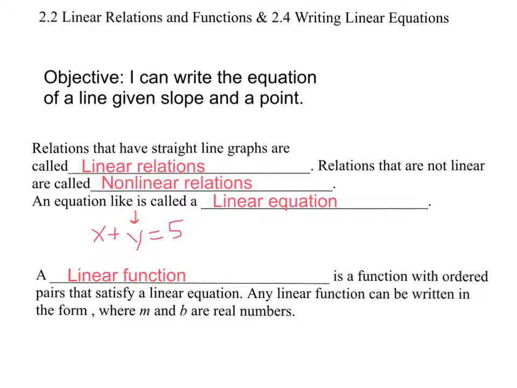Relations that have straight line graphs are called linear relations. Relations that are not linear are called nonlinear relations. An equation like x plus y equals 5 is called a linear equation. A linear function is a function with ordered pairs that satisfy a linear equation. Any linear function can be written in the form f of x equals mx plus b, and in that case, m and b are real numbers.